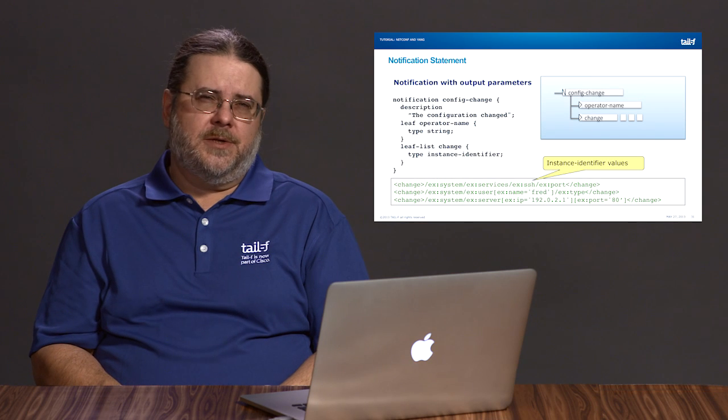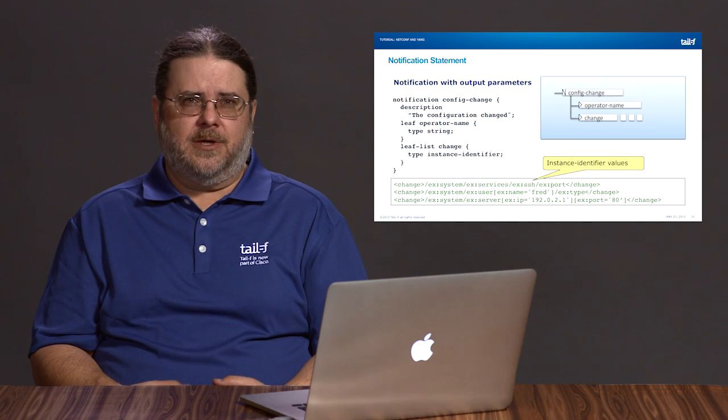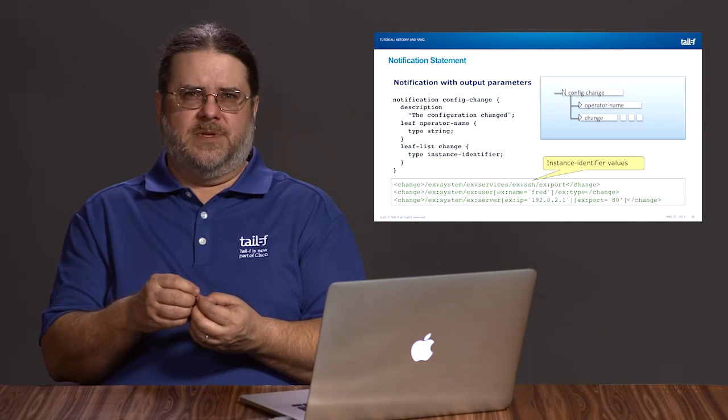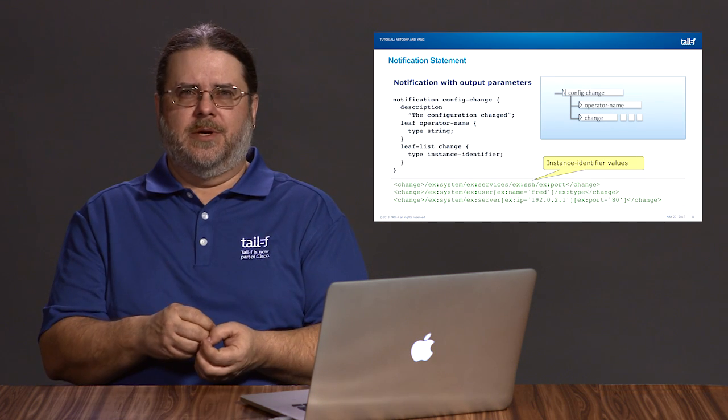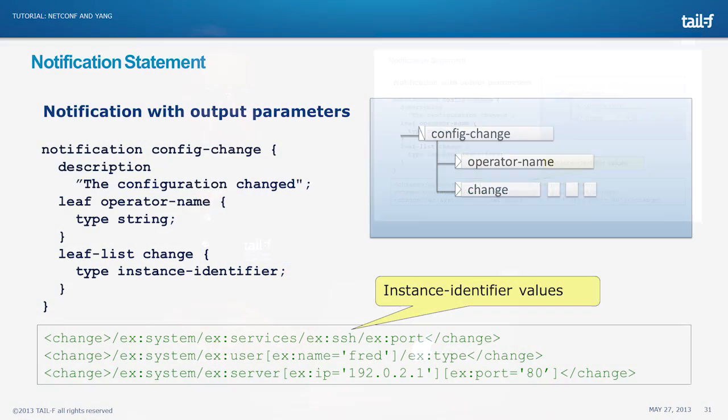Also, Yang is used to declare any of our NETCONF notifications. NETCONF notifications are a way of having the device send event information to the management station, much like traps in SNMP. We'll talk about NETCONF notifications in a separate module of this training series, but the notifications that your device might send are declared in your Yang data model. So here we see an example of a notification definition.